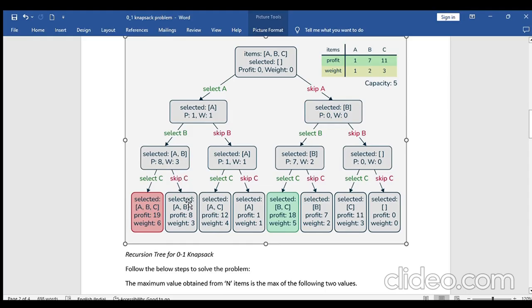We skip C, the profit is 8 and weight is 3 for AB. And if we skip B altogether and go on to C, with A and C, the profit is 12, the weight is 4. And then if we skip C as well, only with A, the profit is 1 and the weight is 1. With this overall scenario, we can see the optimal solution is selecting B and C, which provides a profit of 18 and the weight of 5.